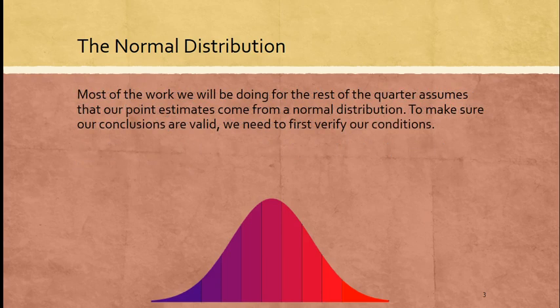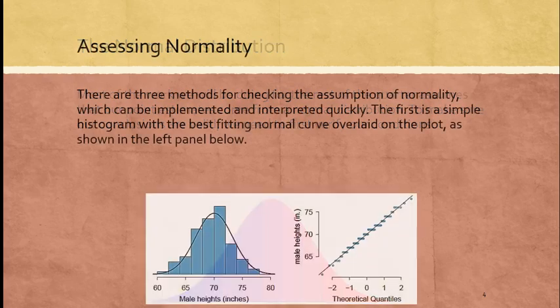And as I mentioned, most of the work we'll be doing for the rest of the quarter assumes that our point estimates come from a normal distribution. So to make sure our conclusions are valid, we need to verify our conditions. So we need to check that the normal distribution is a reasonable assumption. For us, we will have three methods to check the assumption of normality. And these are pretty quick, especially with R.